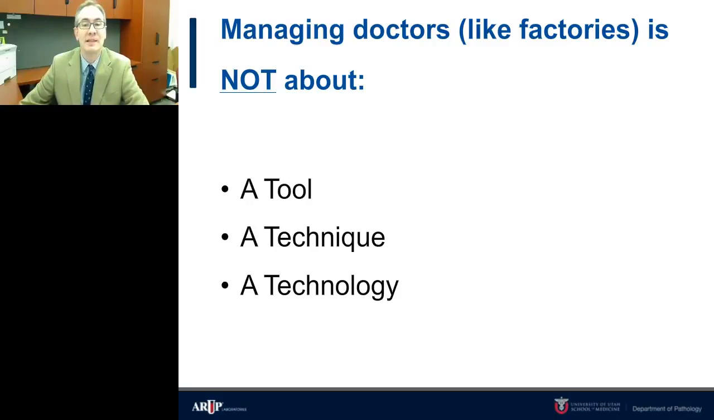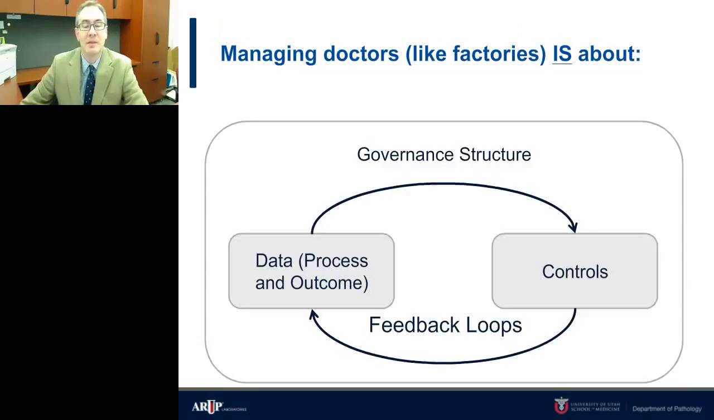It's really a system. And the simplest way to represent the system to a biology-trained audience would be in the form of a feedback loop. In a management system, you need some sort of governance structure. Someone needs to be in charge, or some entity needs to be in charge. But in order to govern, you need a combination of data and controls all put together within feedback loops.